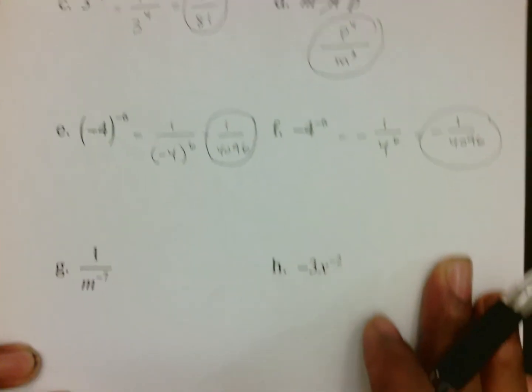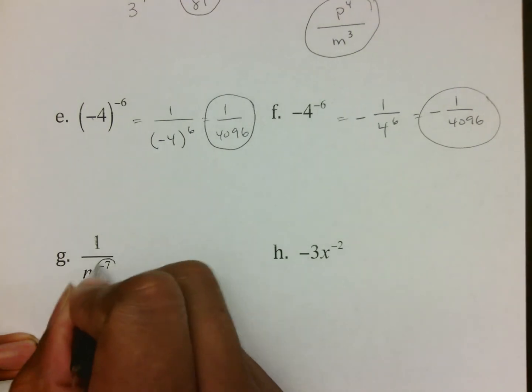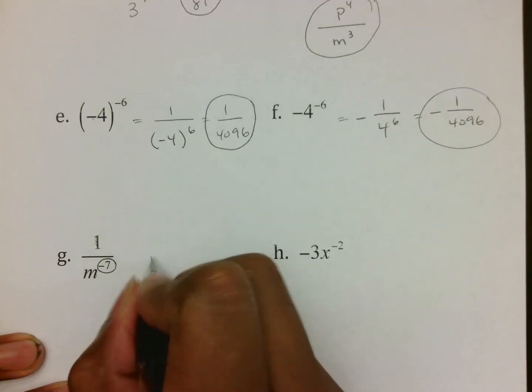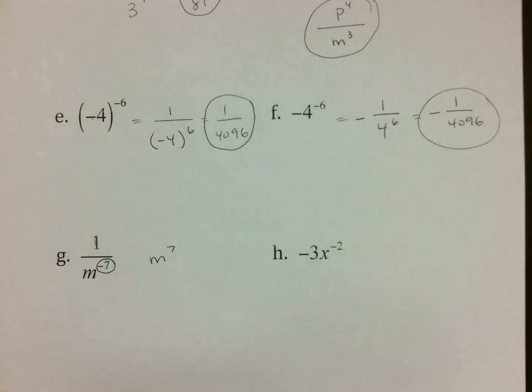Alright? Looking at this one, 1 over m to the negative 7th. Notice this is an unhappy number on the bottom, which means it just wants to be on the top. That is how you write a top m to the 7th with nothing under it.